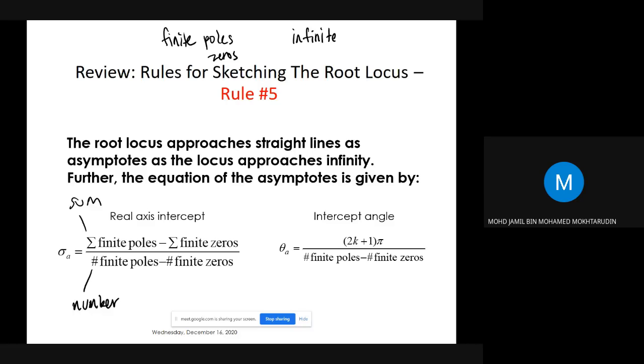However, the infinite poles are the poles or zeros that you add as an extra. Just now I explained that when you have 3 poles and 2 zeros, you need an extra zero to make sure that the number of poles equals the number of zeros. So the extra that you add, which is at infinity, is called infinite poles and zeros. Finite poles and finite zeros are the ones you can determine directly from the transfer function.